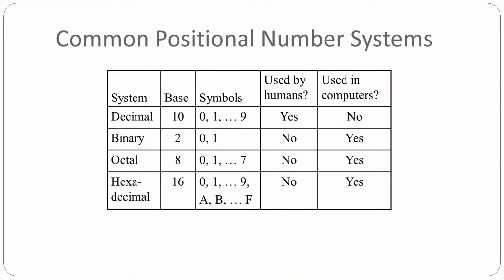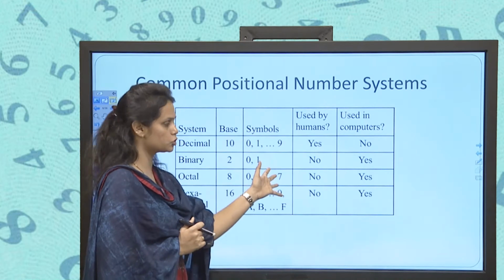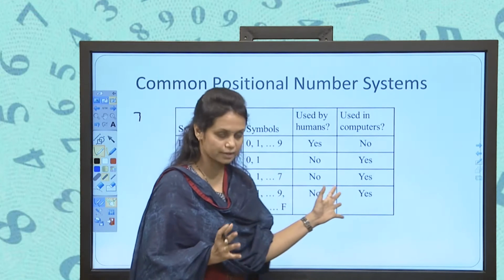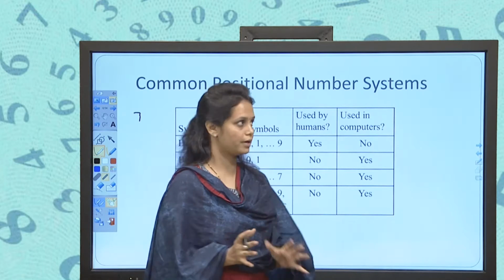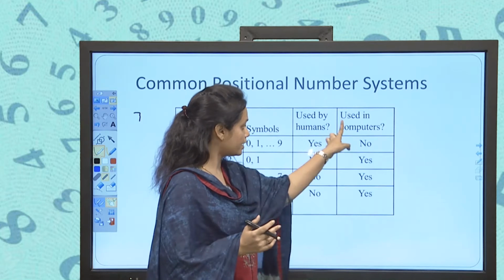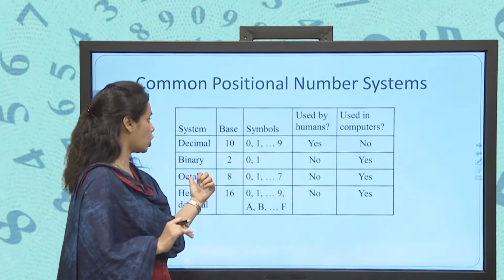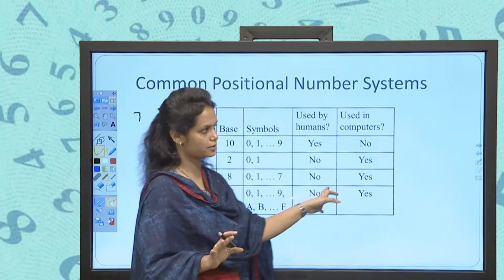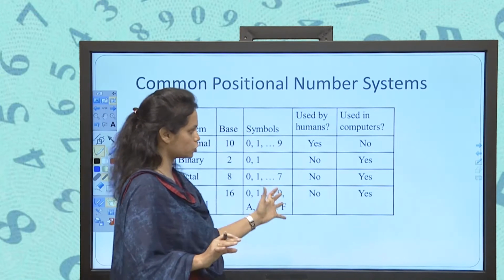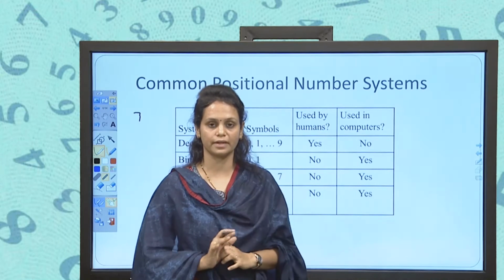Now, see, from among these numbers, binary, octal and hexadecimal are used by the computer in a direct or indirect way. Fine. Binary numbers are used by the computer, not by humans. Why are those not used by humans? Because humans cannot manage the combination of 1s and 0s all the time. Fine. Secondly, binary numbers are directly used by the computer. Next, octal numbers are not used by humans, but they are used indirectly by computers, and hexadecimal numbers are also not used by humans, but they are used by computers indirectly.